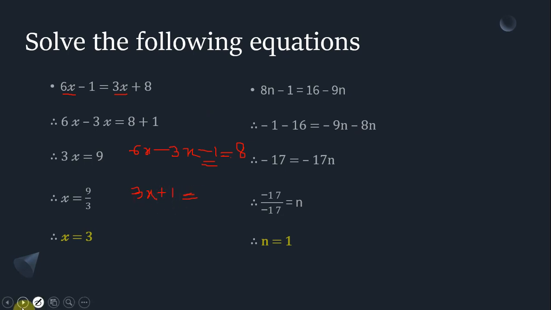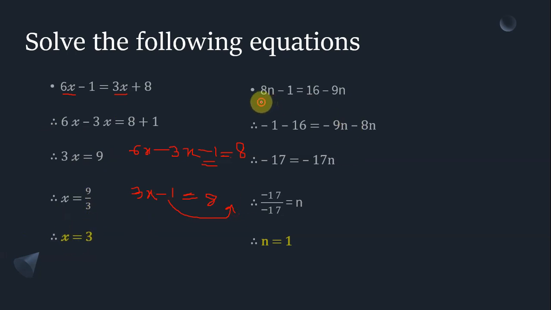Sorry, minus 1. 3x minus 1 equal to 8. This I have done directly. So now 3x is equal to, I got 9, because 1 is shifted to the right side. So x is equal to 9 upon 3. So x is equal to 3.